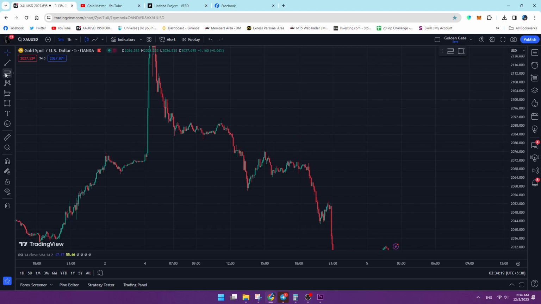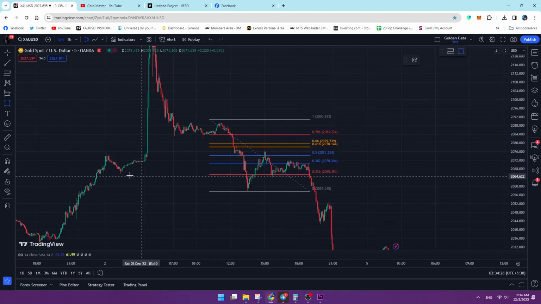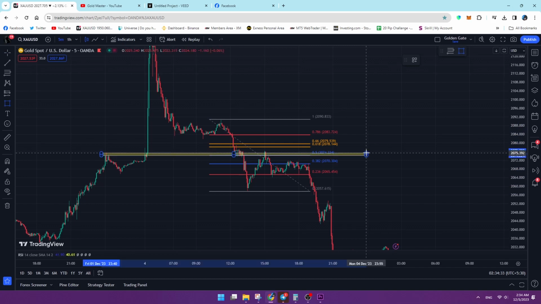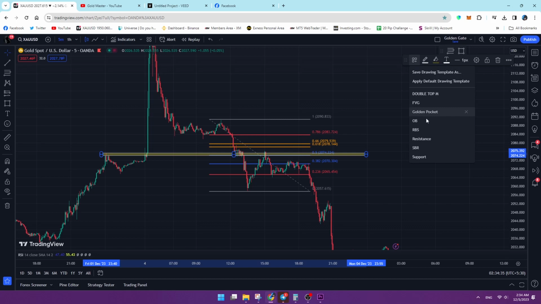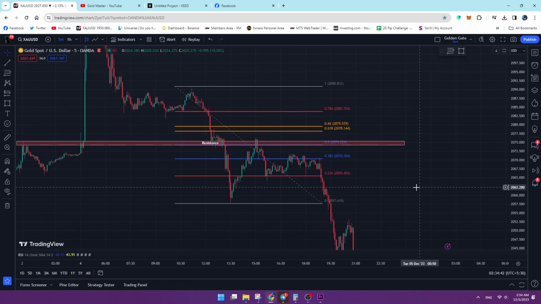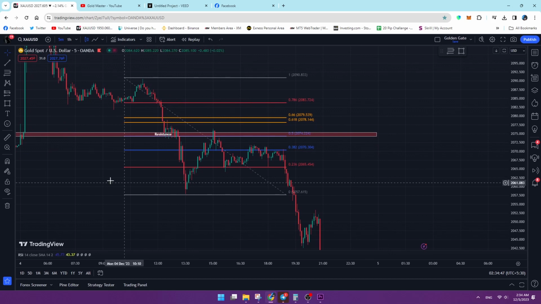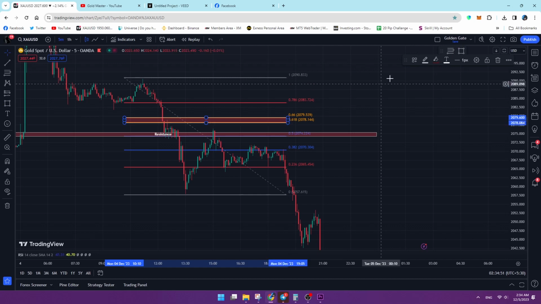Okay, now let's see how to identify Fibonacci levels in a downtrend market. The principles are the same. Apply the Fibonacci from the swing high to the swing low. And price has bounced from the 0.5 level. And this level is a good resistance zone. And price didn't reach the golden pocket.